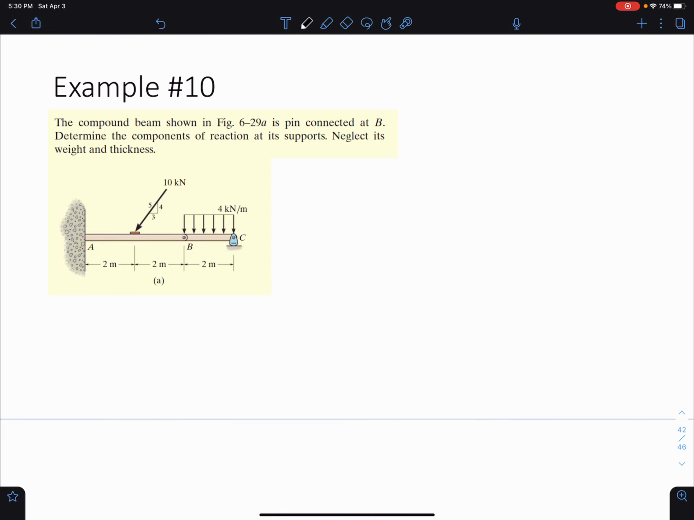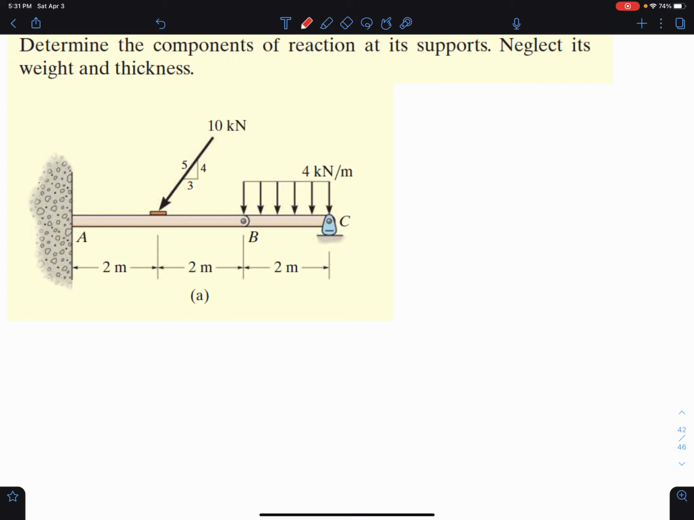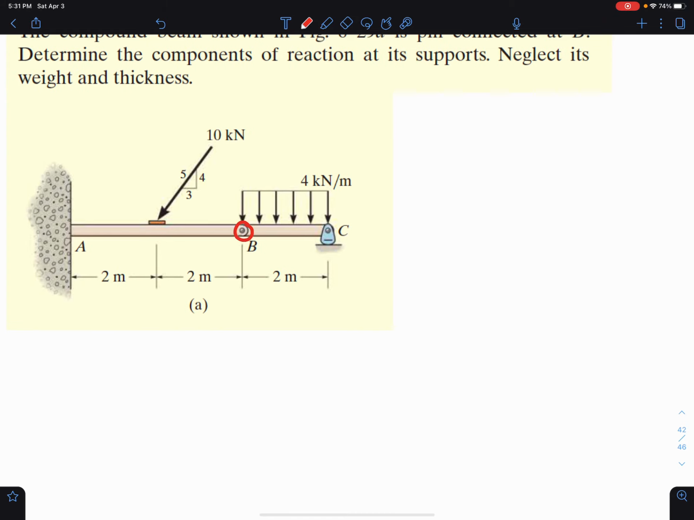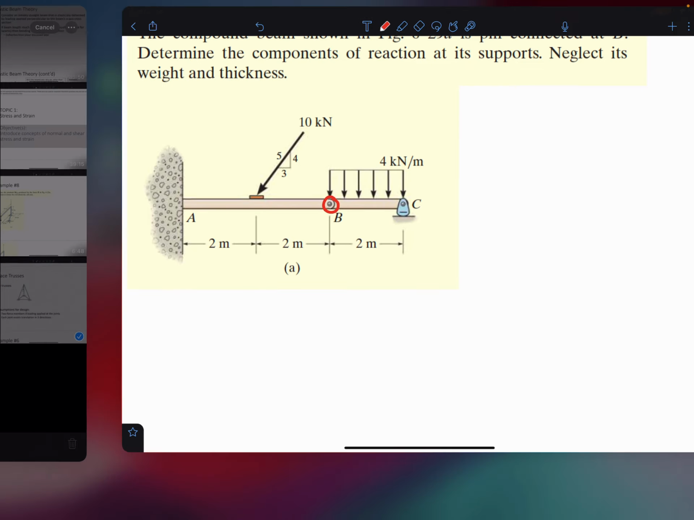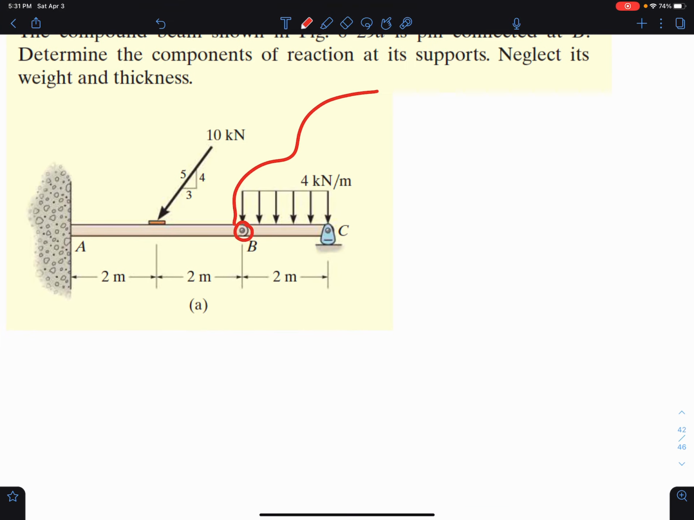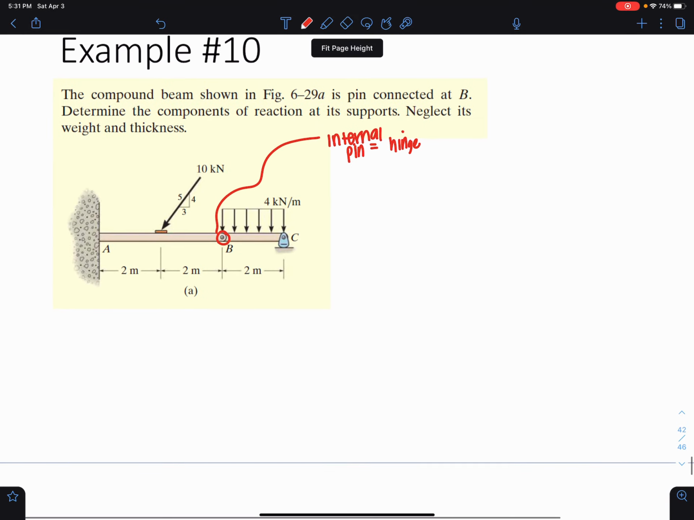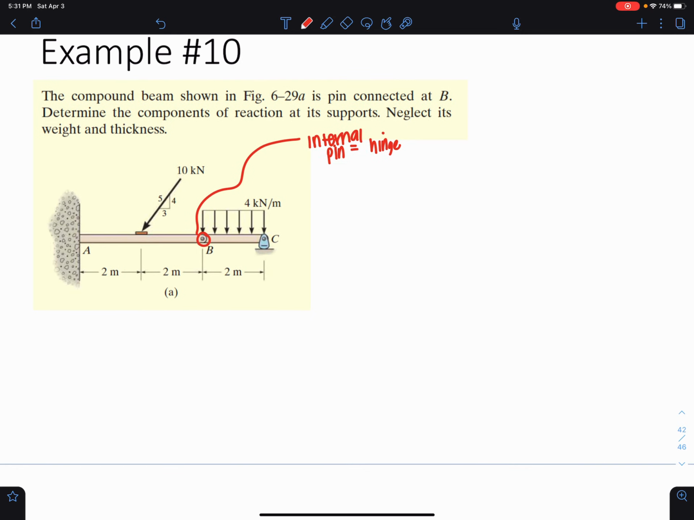Okay, so now for example 10, we're going to analyze a compound beam that is pin connected at B. And this is a really important example because we haven't dealt with a beam that has 2 parts to it where we have an internal pin at a point. So whenever we have an internal pin, an internal pin is actually also called a hinge. Okay, so you can use either of those words to describe what's happening at point B here.